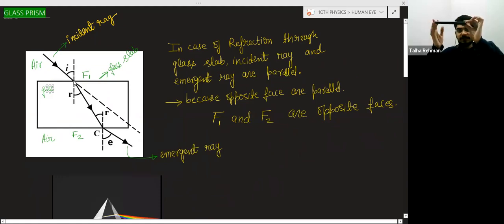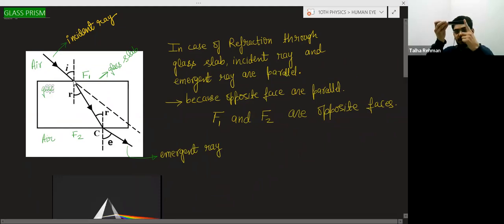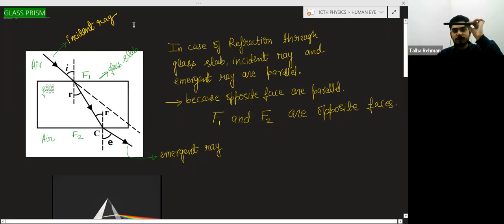Type of glass slab. Basically, you are able to see only this portion. This is a rectangular portion that you can see, and that portion is drawn on this screen. So this is the portion.